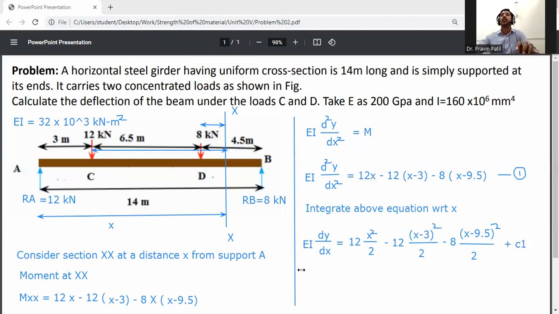Again integrate with respect to x. So EI into y is equal to 12 into x cube divided by 3. The integration of x square is x cube divided by 3, so x cube divided by 3 into 2 gives x cube divided by 6.